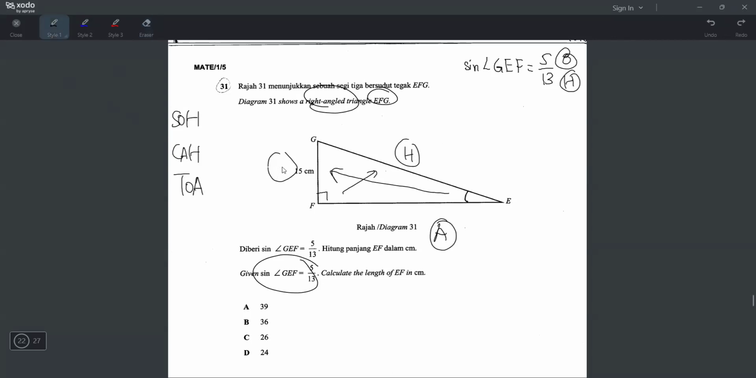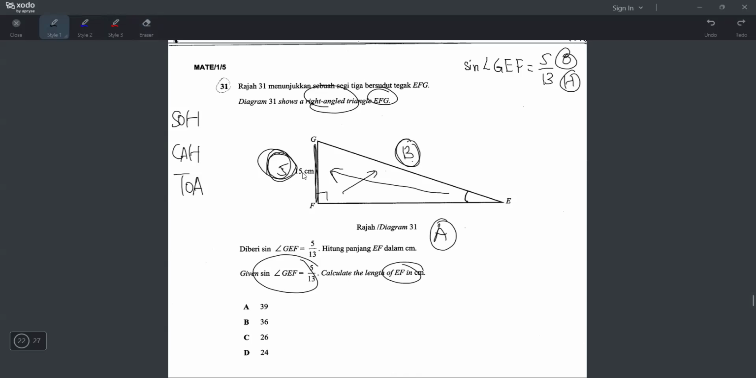But you have to circle it, right? Because this 5 is not 5 cm. It's a ratio. That's why you have to circle it. Same with the H. Don't go and write 13 cm. No, it's not 13 cm. It's 13 ratio. That's why you have to circle it. Okay, now they say calculate length of EF. Okay, don't find EF first. Let's look at how to convert the ratio to the actual length.